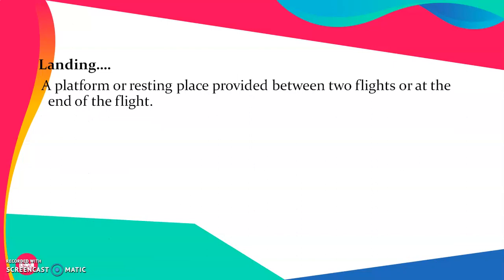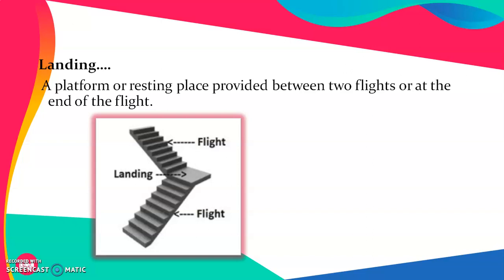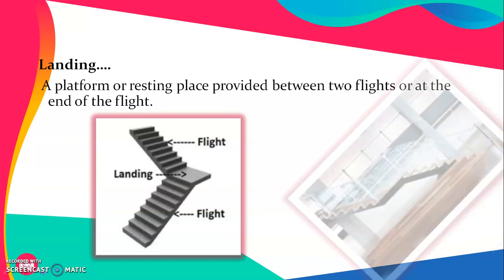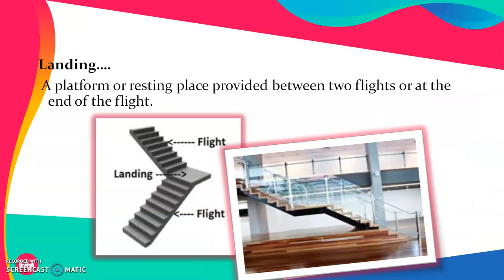Then a landing. Landing is a platform or a resting place provided between two flights or at the end of the flight. This figure shows the landing which is placed in between the two flights. Well, in this particular picture, there is a landing provided between two flights which are running in a similar direction. So this landing is used to provide rest for the people while they are climbing the stair.